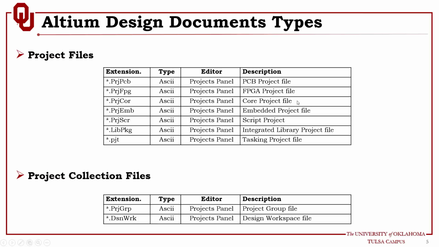Core project file, which also has to do with embedded applications, embedded project file, script project, library packaging project, and here we have the tasking project file. These are all ASCII files. You can have access to these and edit them, remove them, control them in the project panel. Now the second set of document types are under project collection files: project group and design space work.